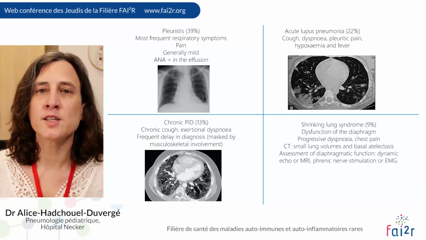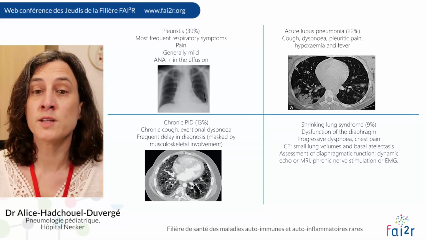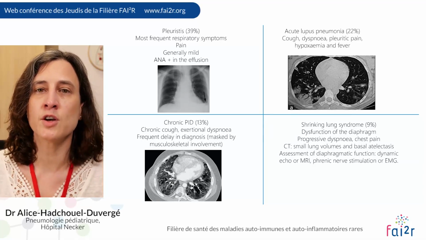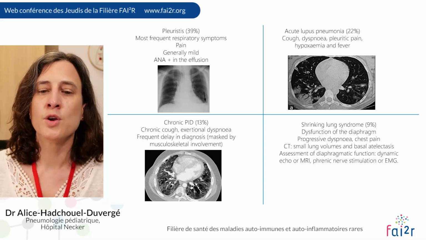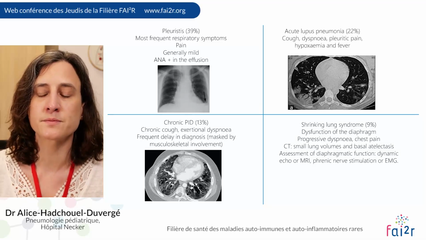The clinical presentation is one of acute respiratory infection with cough, dyspnea, pleuritic pain, hypoxemia, and fever, with non-specific consolidation on the chest CT. The third manifestation in terms of frequency was chronic interstitial lung disease that affected 13% of the patients with chronic cough and exertional dyspnea.